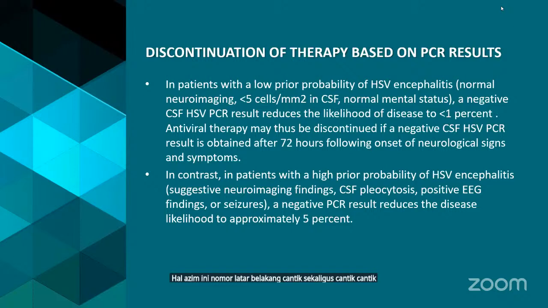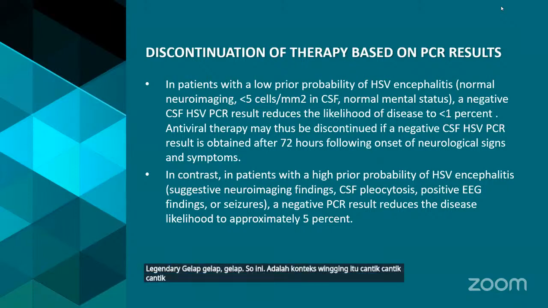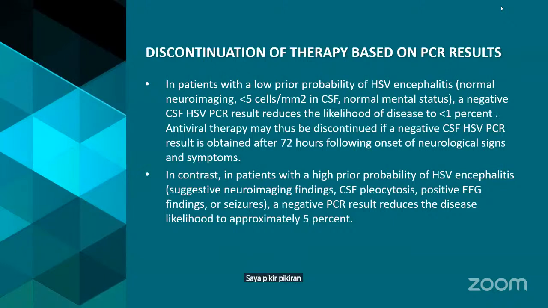And if the PCR is coming as negative, can we stop acyclovir? That's the most important thing. So in that context, we need to categorize the patients into those with low probability of HSV encephalitis and those with high probability of HSV encephalitis. Those with low probability will be those with normal neuroimaging, less than 5 cells in the CSF, those without pleocytosis, and those with normal mental status.